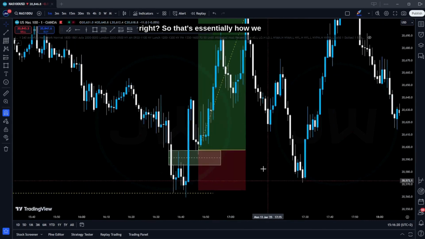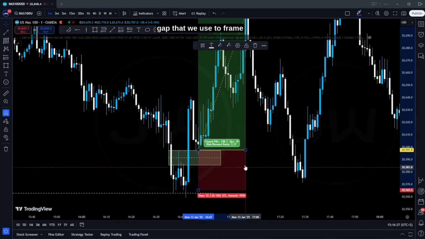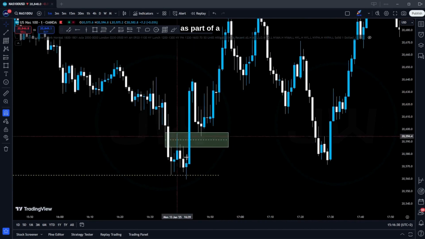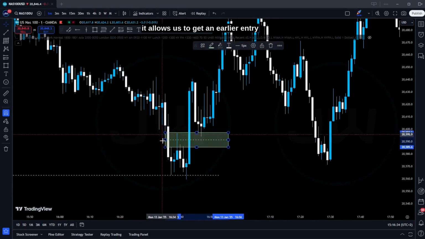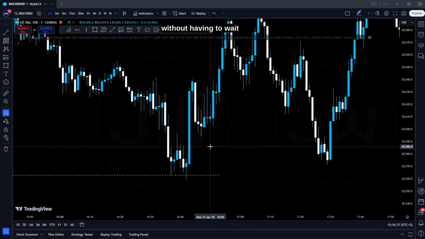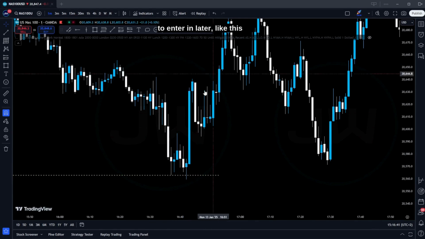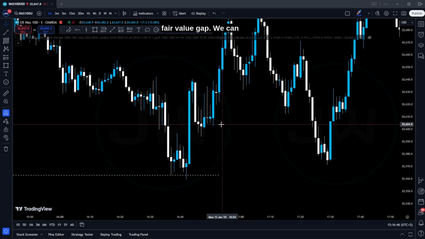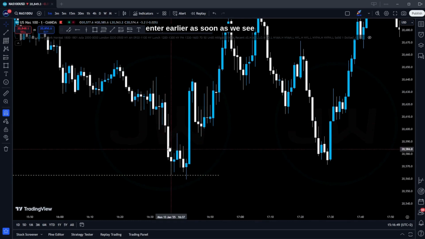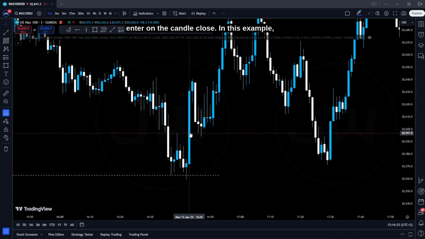So that's essentially how we use inverse fair value gaps. Simply an inversion of a fair value gap that we use to frame as part of a reversal, and usually it allows us to get an earlier entry without having to wait for additional confirmation to enter in later, like this fair value gap. We can enter earlier as soon as we see an inverse fair value gap. We can enter on the candle close.